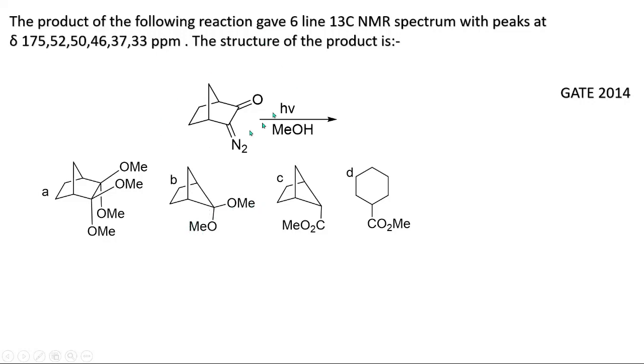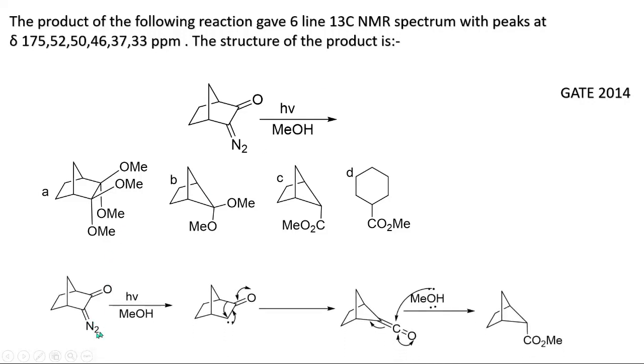Now if you are familiar with this reaction, this is a kind of Wolff rearrangement. If you see the mechanism, this diazo compound will first give a carbene intermediate, and that will attack, and this will go and attack to this and form a ketene. Now MeOH will attack and this will give a rearrangement product like this. So option C will be the correct answer.